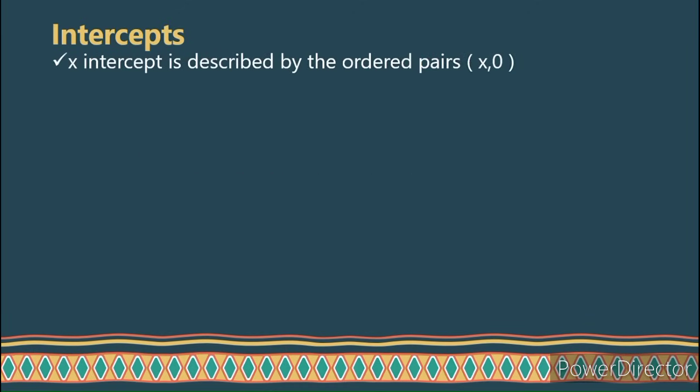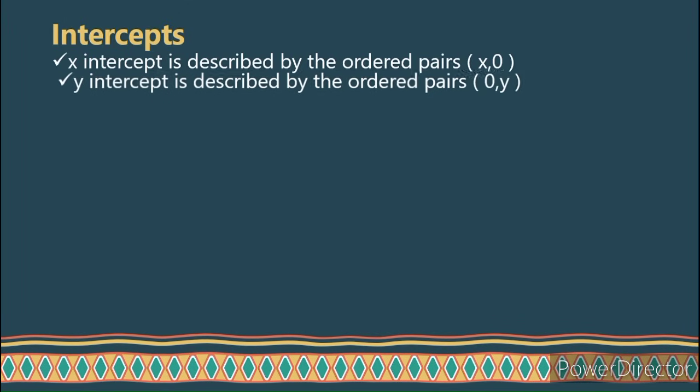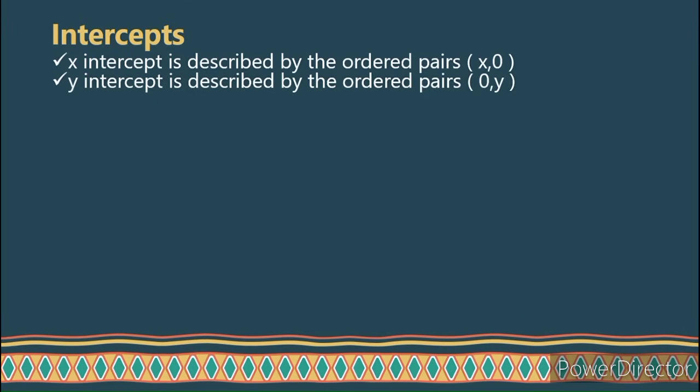Meron tayong dalawang intercept, the x-intercept and y-intercept. The x-intercept is described by the ordered pair x, 0. Kapag x-intercept ang tinutukoy, yung y natin is 0. Kapag y-intercept, it is described by the ordered pair 0, y. Kapag y-intercept naman ang pinag-uusapan, yung x natin is 0. Okay, so that is intercept.